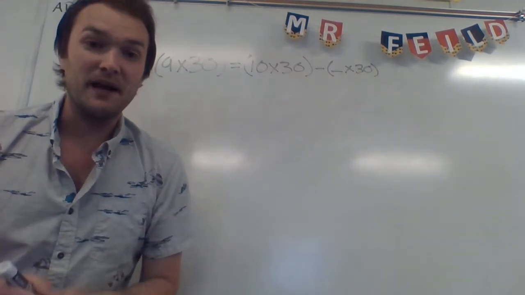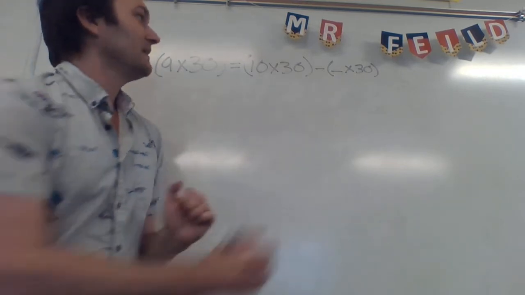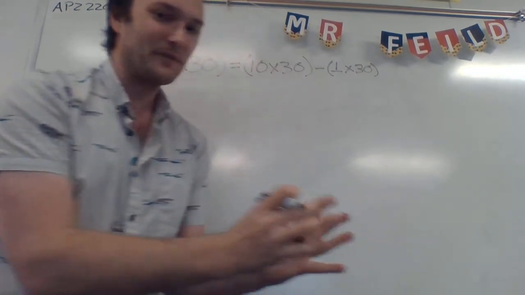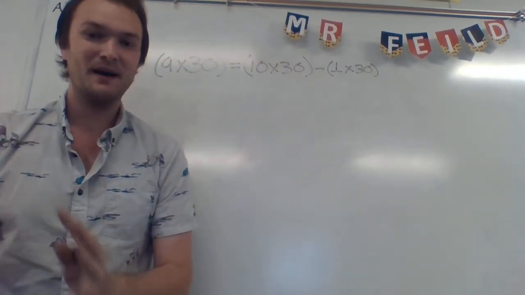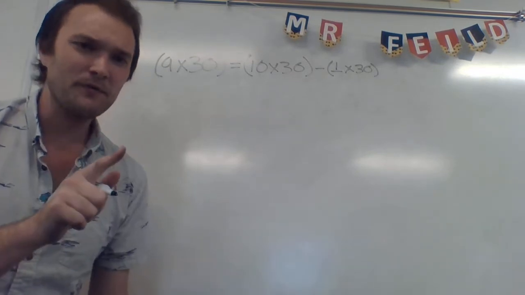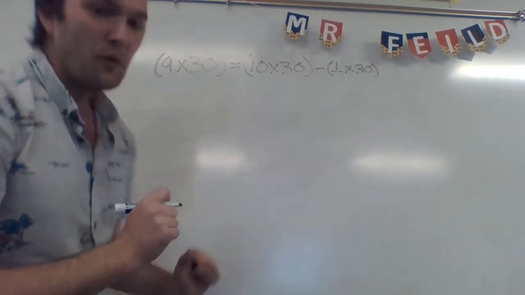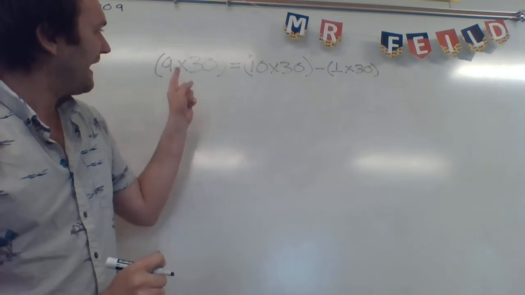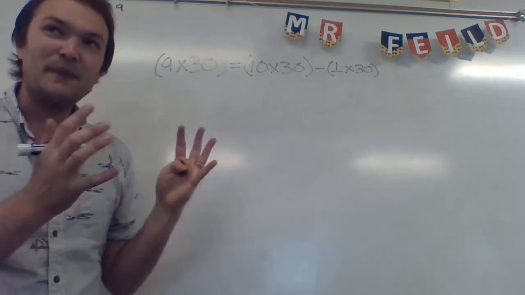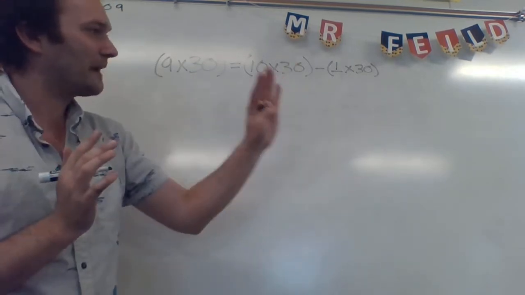Some of you are already yelling at your screen, Mr. Field, the answer is 1. If I have 10 groups of 30 and I take away 1 group of 30, I'll have 9 groups of 30. You're totally right, but I want to prove to you that that's correct. The cool thing about this is I can solve each of these equations and check it and make sure that those answers all make sense and work together.